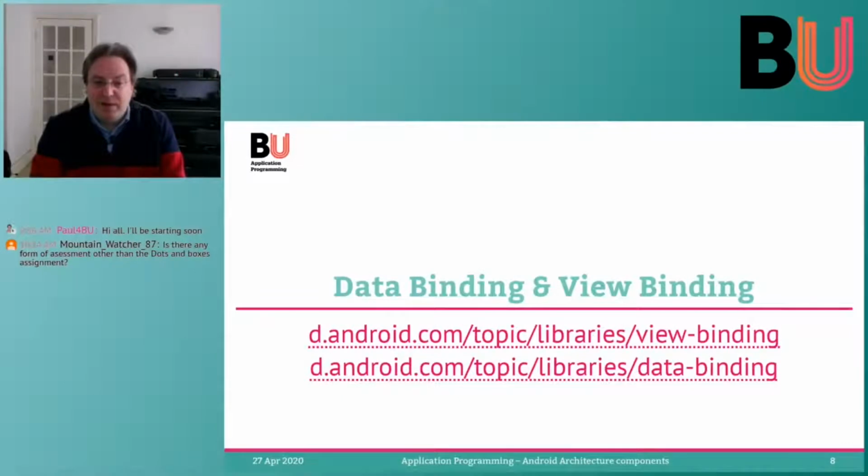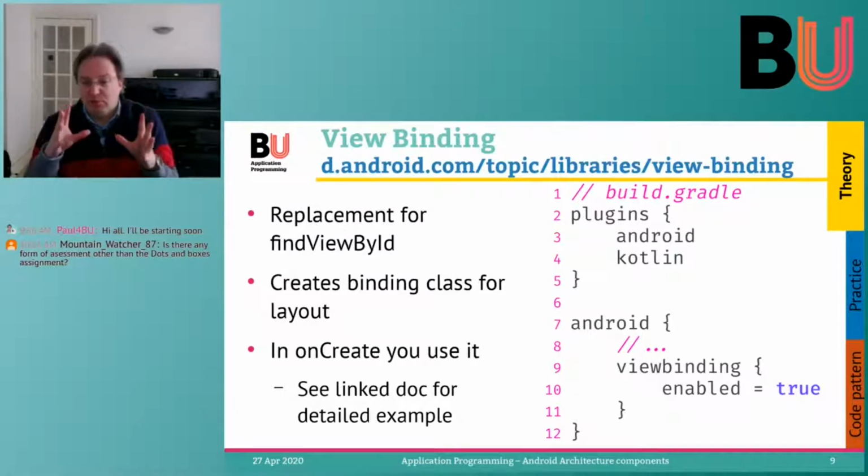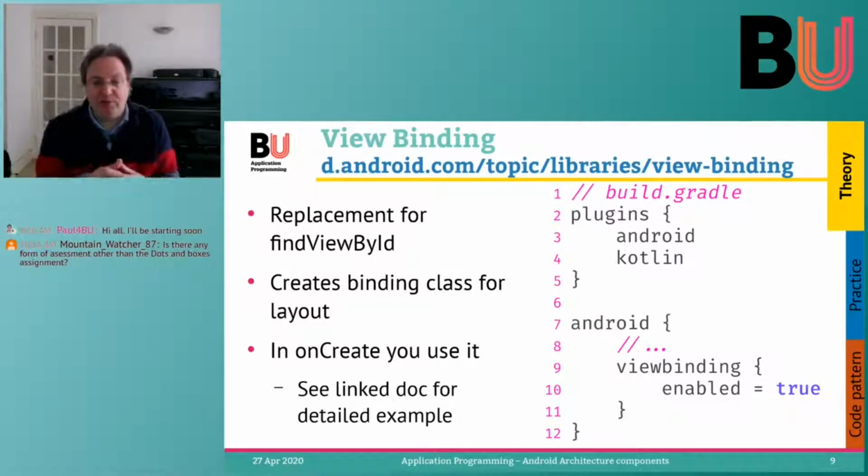So data binding and view binding. View binding is a simpler version of data binding. So what does view binding do? View binding is something you just enable in your Gradle configuration, the build.gradle of your app module. Not of your overall project, but of your app module, where you have this Android bit, you can enable view binding.